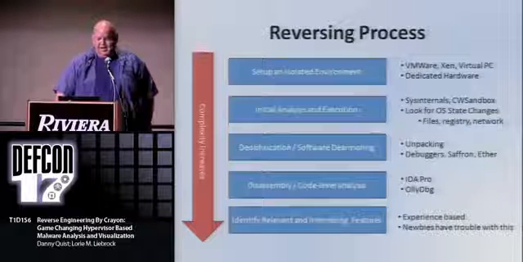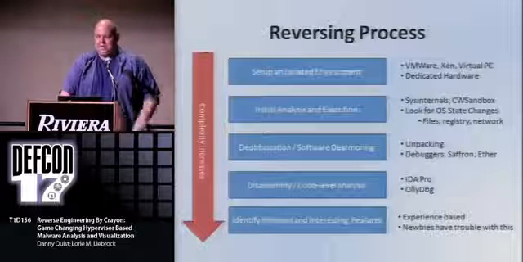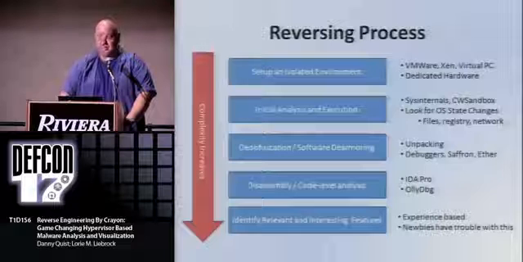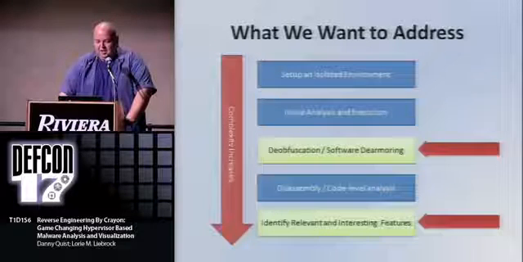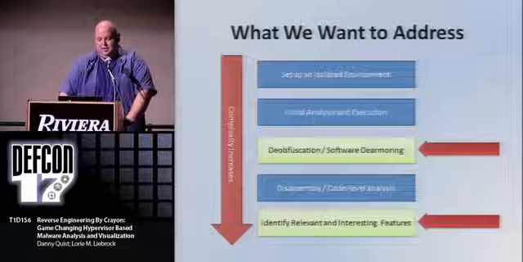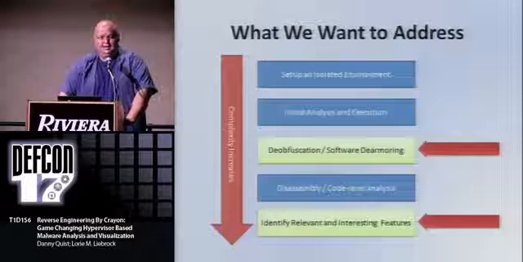And then the next part is identifying relevant and interesting features. This is where a lot of newbies have trouble with the process and something that I wanted to address. So the two things that we're going to talk about here are specifically dearmoring or deobfuscation, and this is using a tool called Ether, which is completely cool.